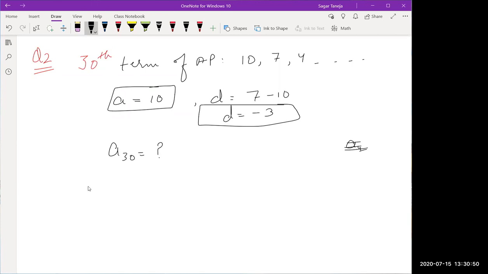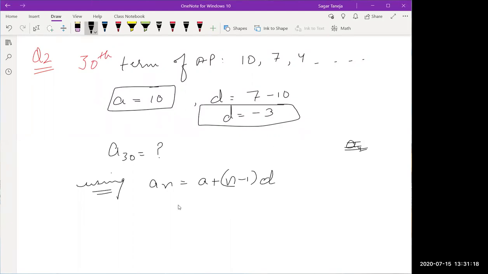Now the same formula we have to use: an is equal to a plus (n minus 1) d. Students have calculated. One is saying minus 89, one is saying 97. So who is correct? It can't be 97 because the terms are decreasing, so it will be negative, just from looking at the AP. Many are now saying minus 77.